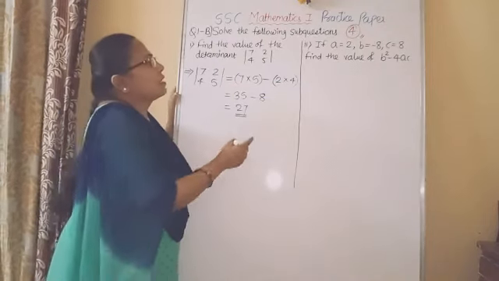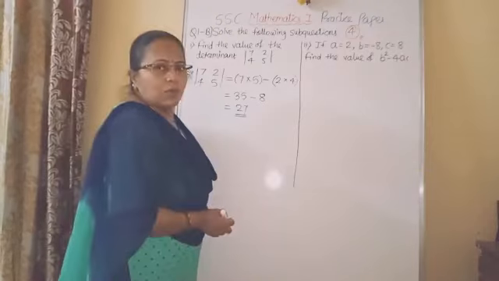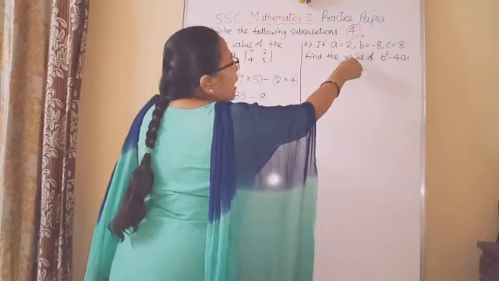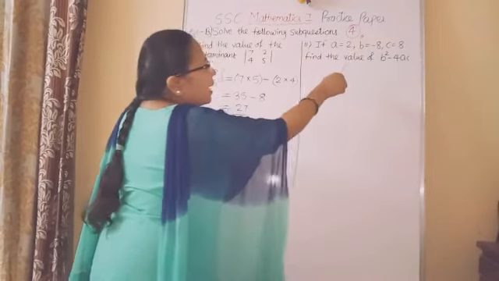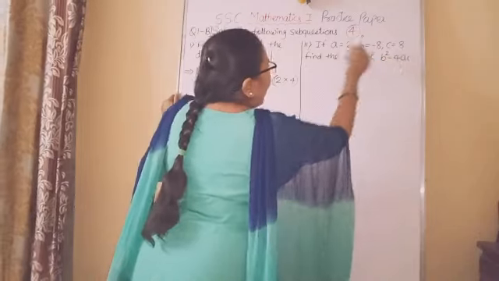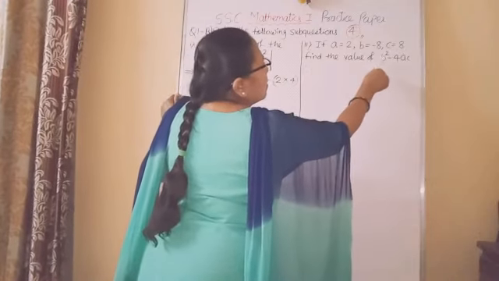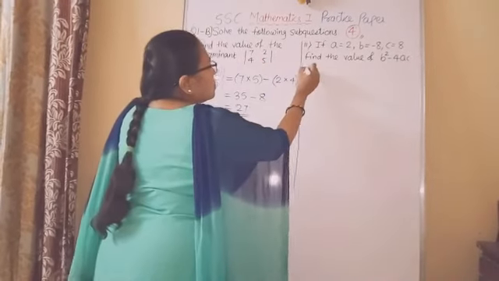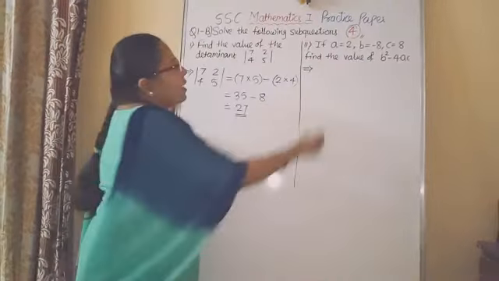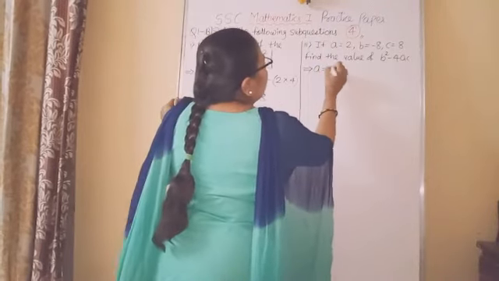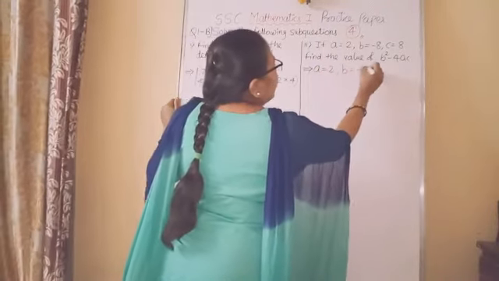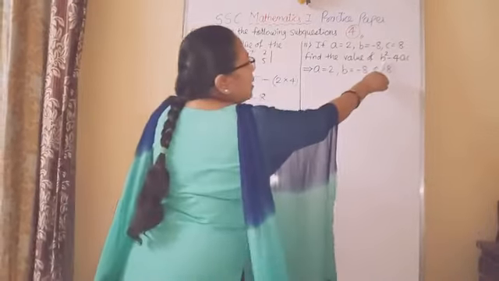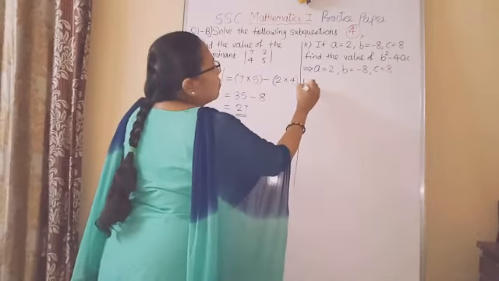Okay. Then sub question number 2. If A equal to 2 and B equal to minus 8 and C equal to 8, find the value of B square minus 4AC. So carry the values down. A equal to 2, B equal to minus 8, C equal to 8. Which value we have to find out? B square minus 4AC. Write down here.